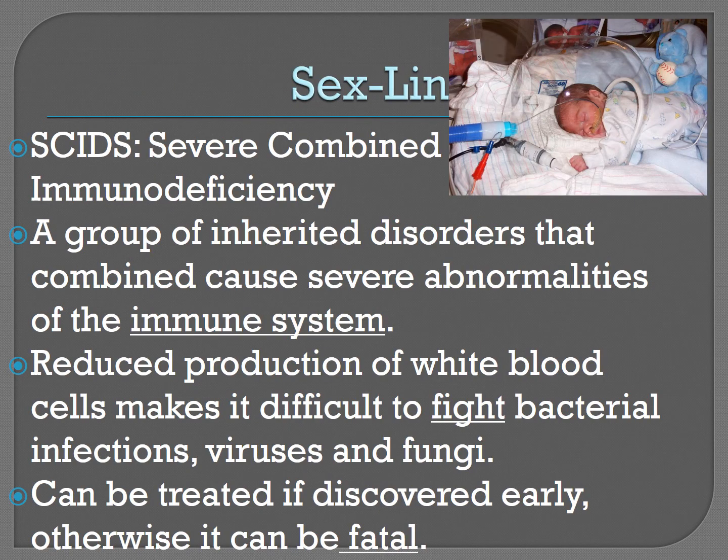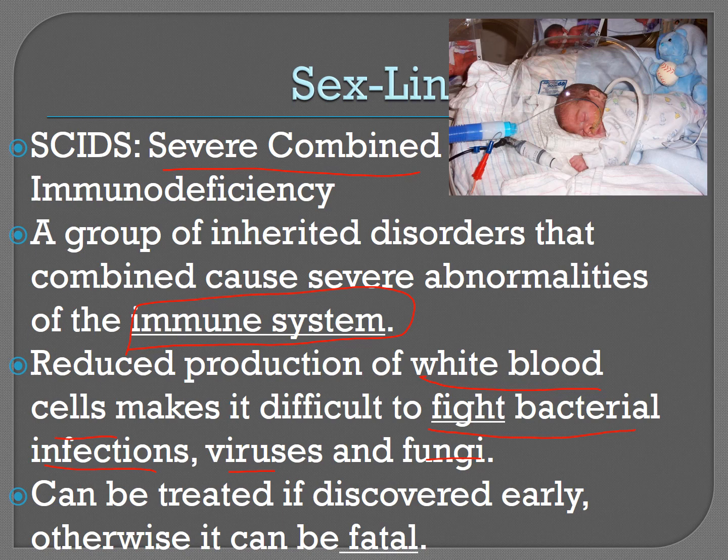Another sex link is SCID, which is severe combined immune deficiency. Basically, you can take away this part and put it as acquired immune deficiency, which is AIDS, right? So it's the same thing. It works in the immune system, and what happens is it reduces the production of white blood cells, making it difficult to fight bacterial infections and viruses and fungi. So you get sick, and you can possibly die if you have SCID.